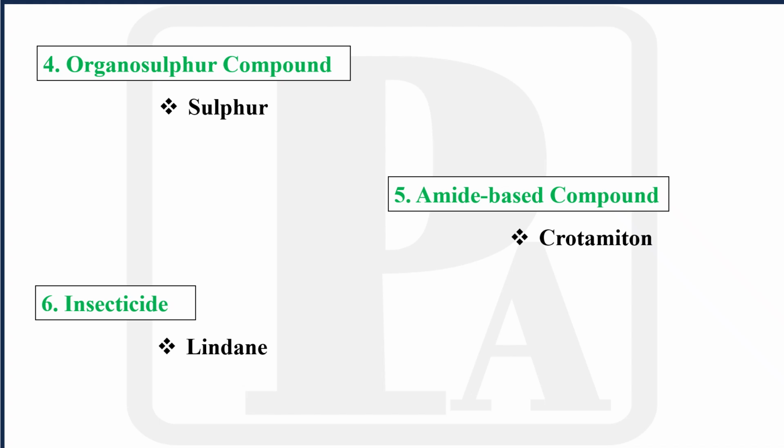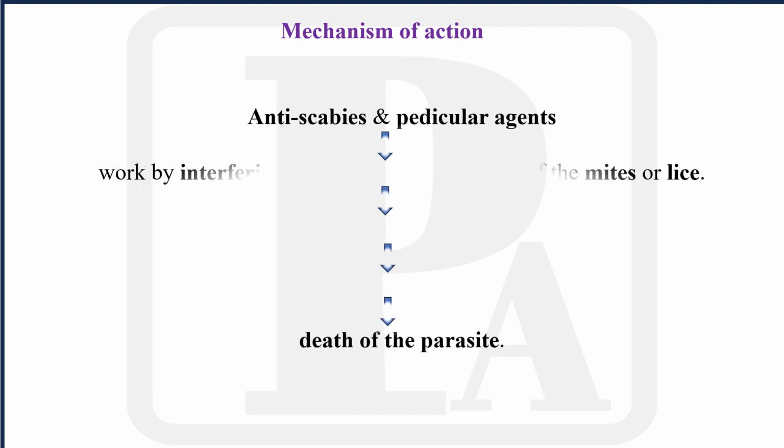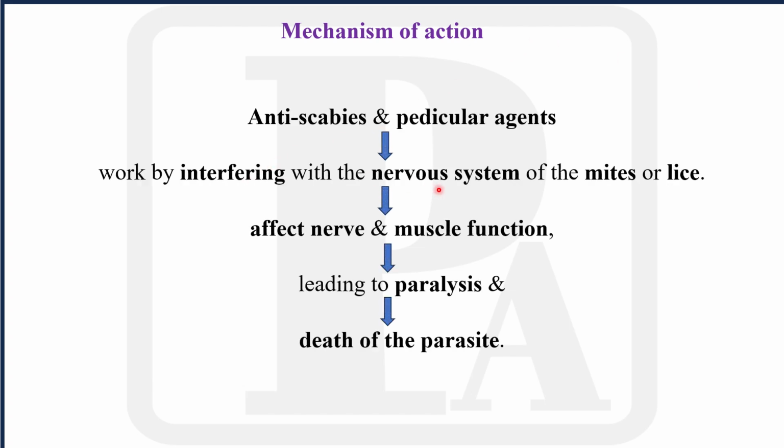Now we'll see the mechanism of action of these antiscabious and antipedicular agents. They work by interfering with the nervous system of mites or lice. That is, antiscabious agents interfere with the nervous system of mites, and antipedicular agents interfere with the nervous system of lice. By interfering with that, the nerve and muscle function is affected, leading to paralysis and finally causing the death of the parasite.